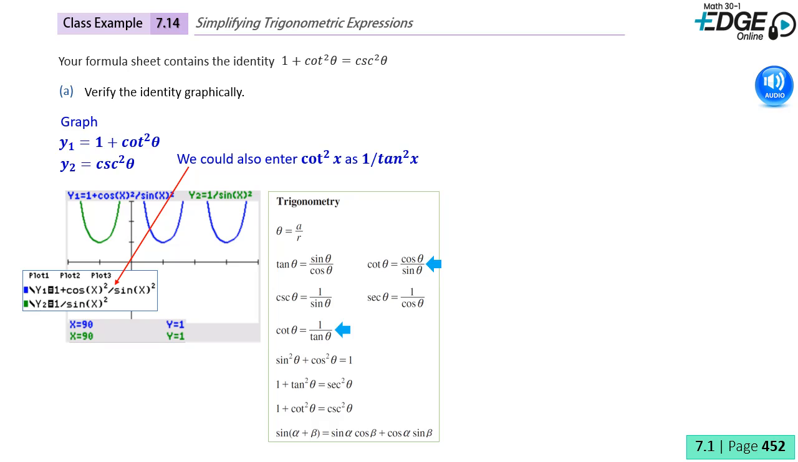There are two possible ways of entering cotangent into our calculator. One is as 1 over tan theta, and the other is as cos over sine. Here, because we have cotan squared, we've put cosine squared over sine squared.